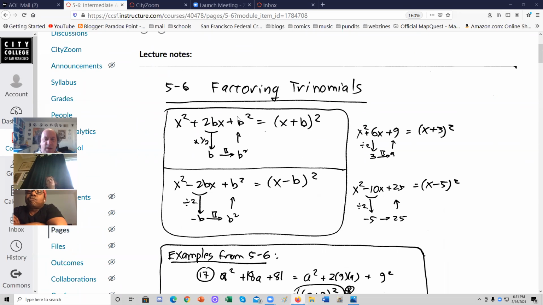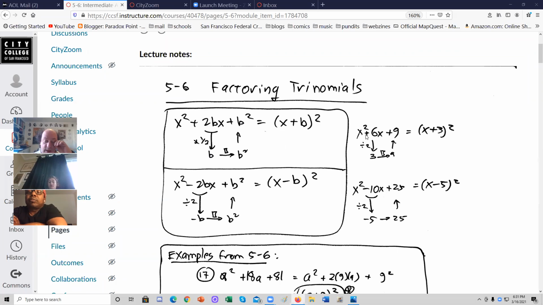So if you had just, ignoring these two, that x squared plus 2bx, you want to know what to add to it to make it a perfect trinomial. Well, here's what you do to figure this out. If you have x squared plus 2bx plus b squared, you take this middle coefficient, divide by 2, that's b, it goes here. Square that, that's b squared, it goes here. And then that factors this.